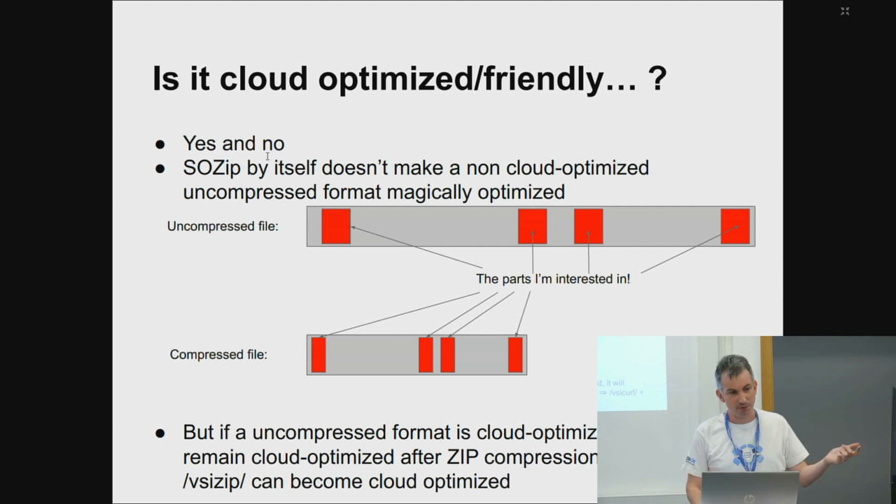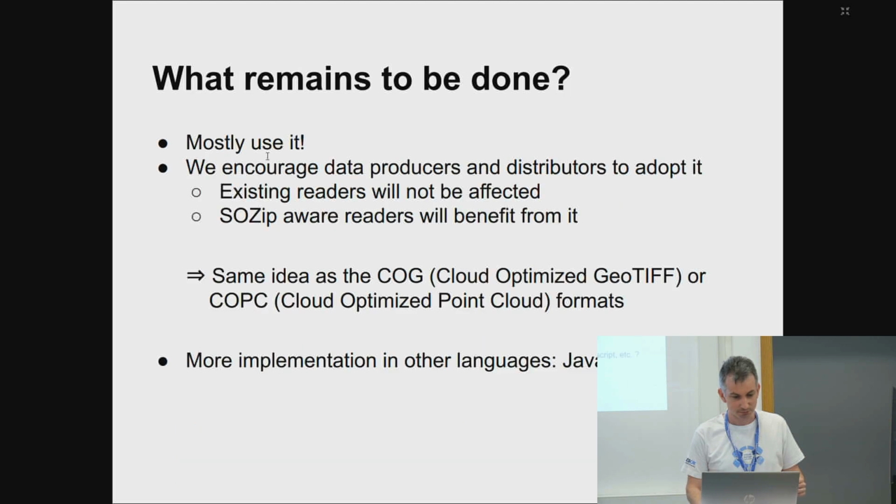But if a file format is already cloud optimized, and you combine the VSI curl network access capabilities of GDAL with the enhanced VSI zip virtual file system, then you get cloud friendliness. So what remains to be done? Well, I would say mostly use it. It's available now. GDAL 3.7 has been released a month and a half ago, so you can already use it.